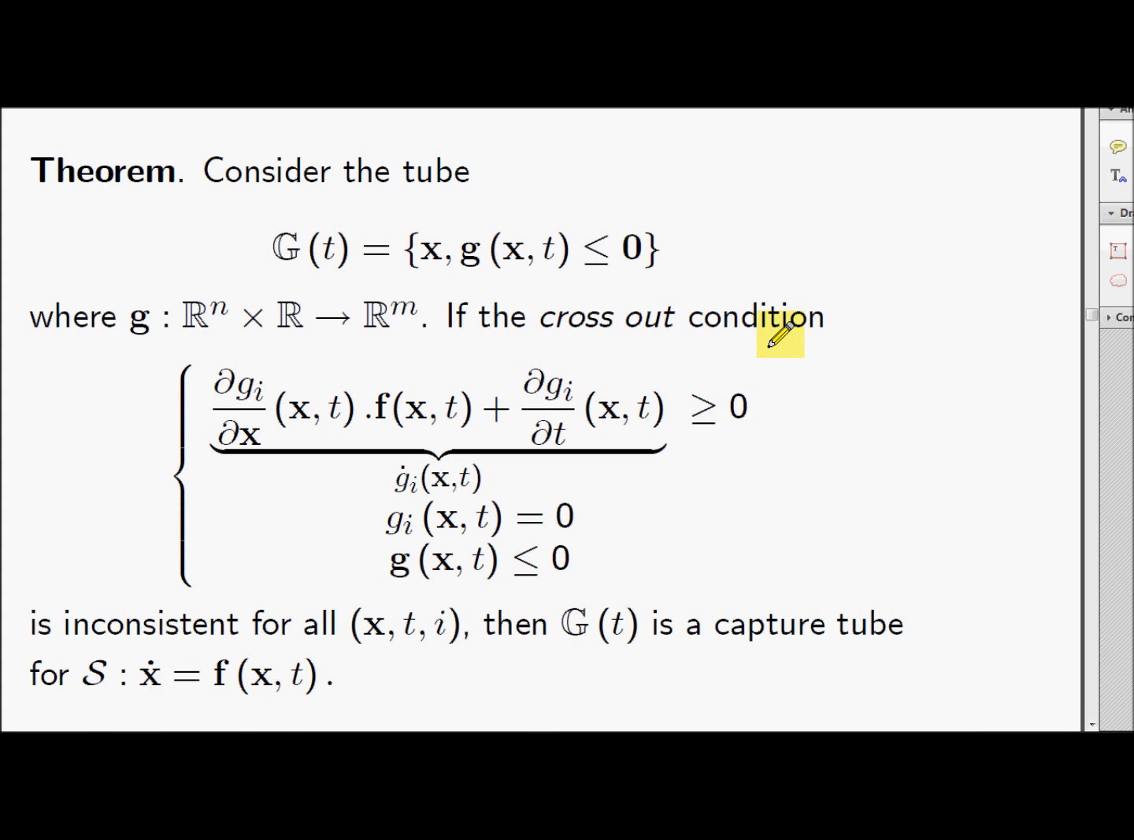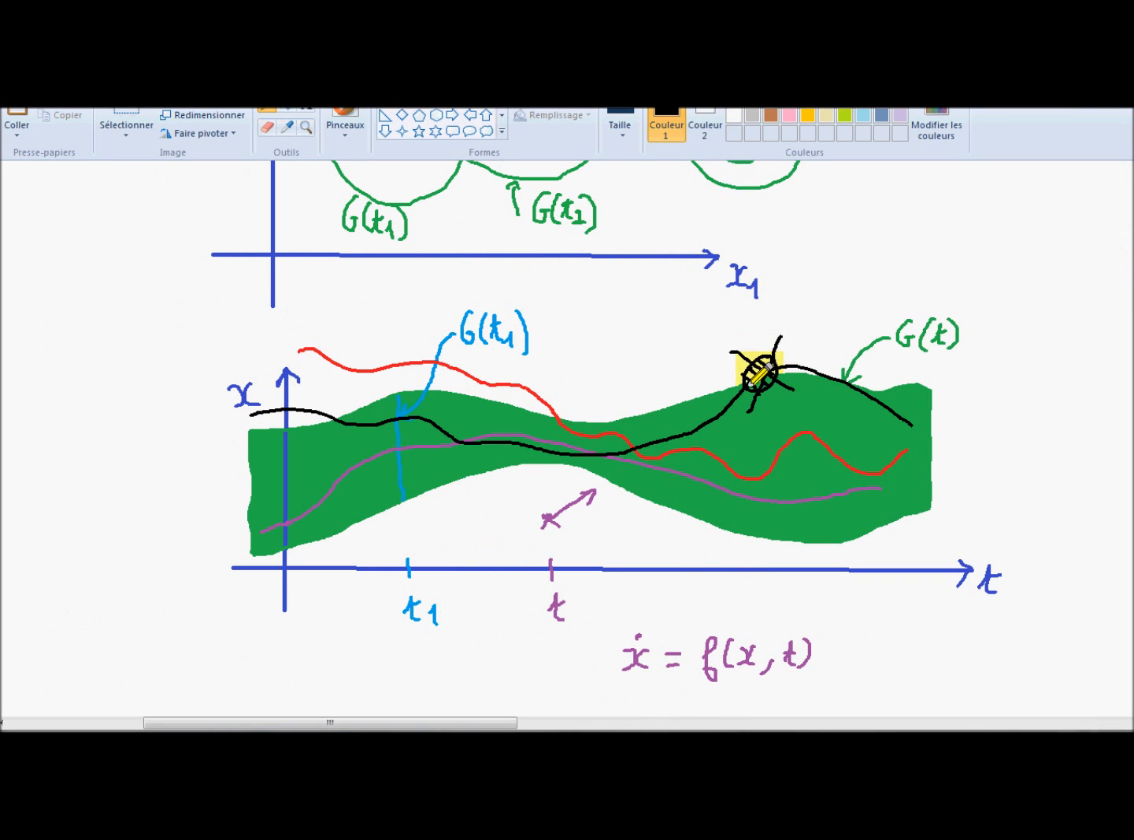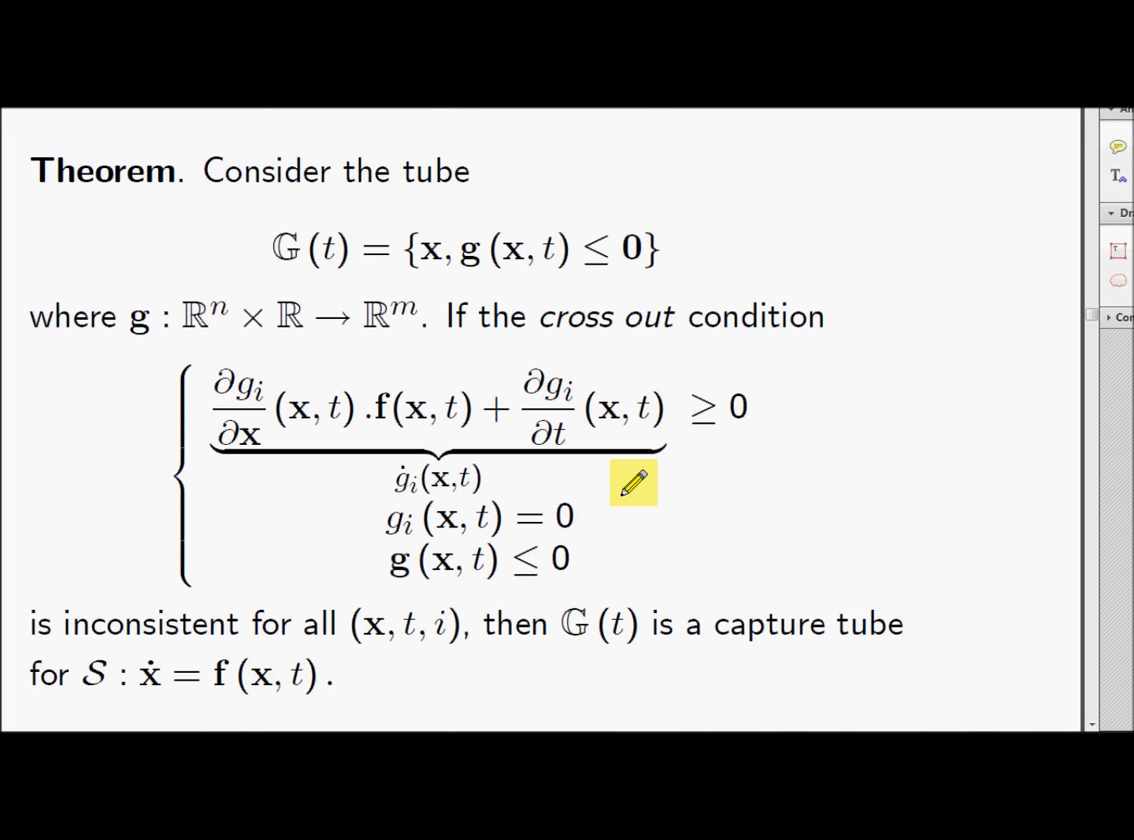So I have some kind of cross-out condition, which has been illustrated on the picture here. It means that I have a trajectory that goes from inside to outside. If this set of inequalities is not possible for all i, where i corresponds to one inequality, and it is not possible to satisfy the cross-out condition, then J will be a capture tube.